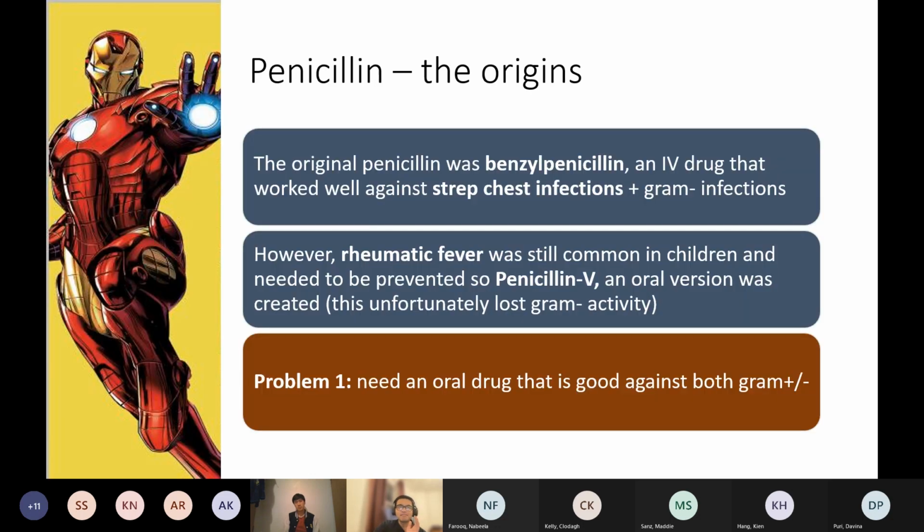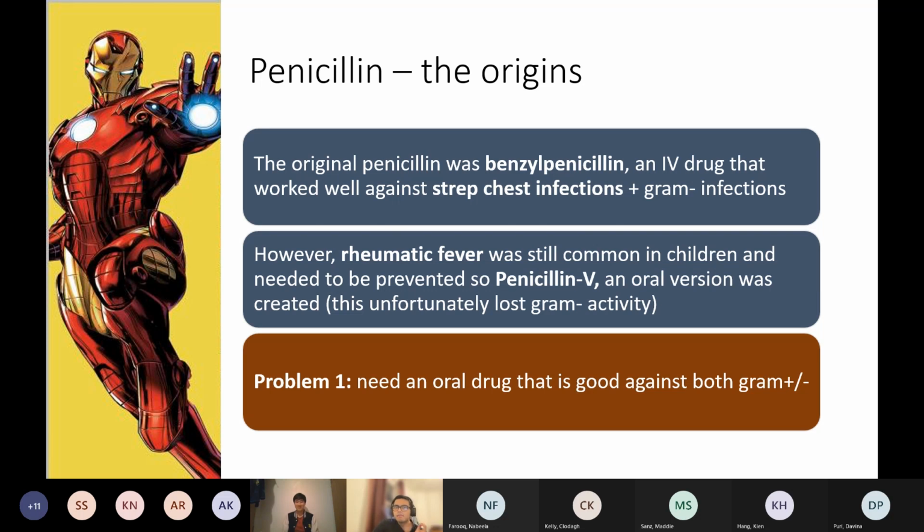Okay, let's talk about penicillins. To understand the various penicillins, we need to talk a little bit about what they were created for and the history of penicillins. So for penicillins, we decided Iron Man would be suitable because every time they realized that penicillins weren't great, they went away and made a better version of penicillins.